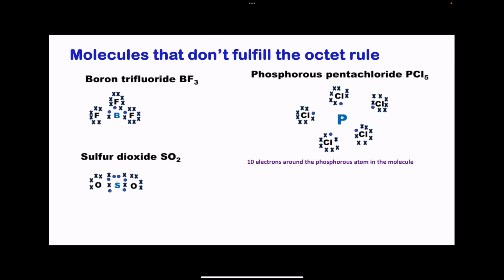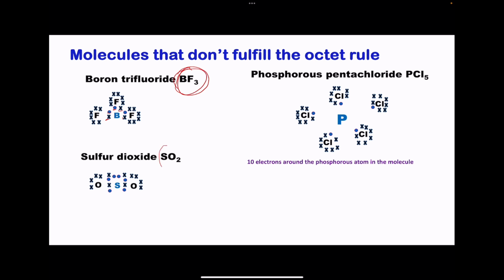Now, everything we've seen so far follows the octet rule, but there are molecules that do not follow the octet rule. For example, boron trifluoride, whereby after bonding between boron and fluorine, here we see 3 fluorines, the electrons around the boron are not exactly 8. We can see 1, 2, 3, 4, 5, 6, but this molecule is going to exist.